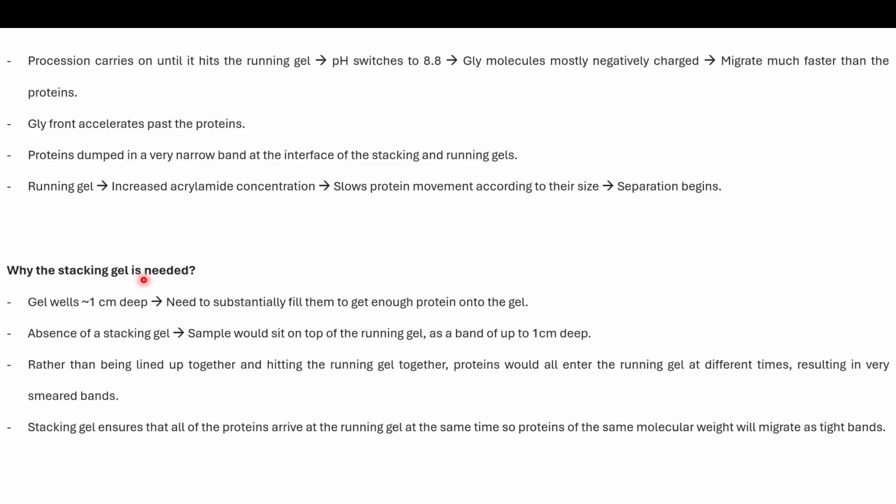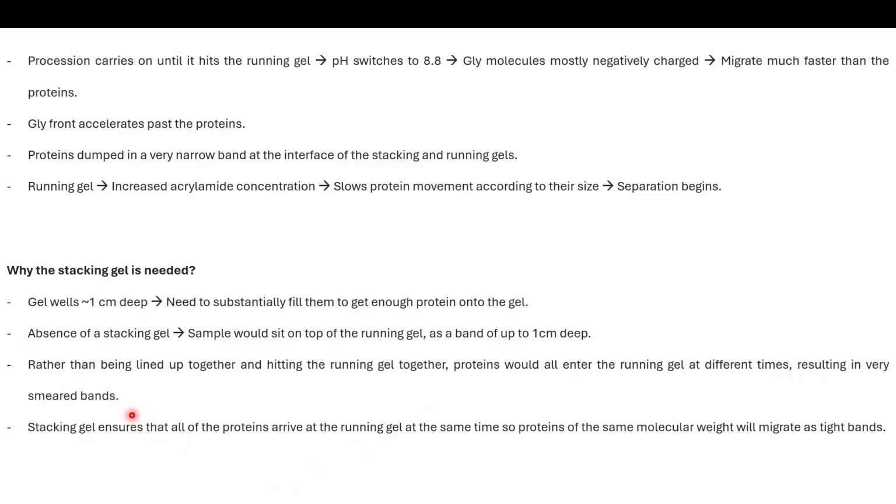So why do we really need the stacking gel? Because eventually the separation and resolving is happening in the running gel only. Because sample wells or gel wells are nearly 1 centimeter deep, we need to really substantially fill them to get enough protein onto the gel. Now when you are filling, the sample would sit on top of the running gel as a band of up to 1 centimeter deep. So rather than being lined up together and hitting the running gel together, proteins would all enter the running gel at different times, resulting in very smeared bands.